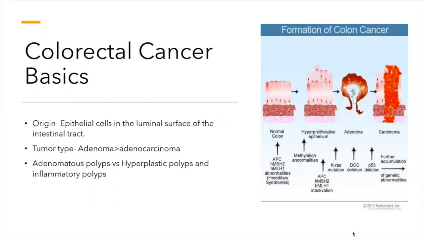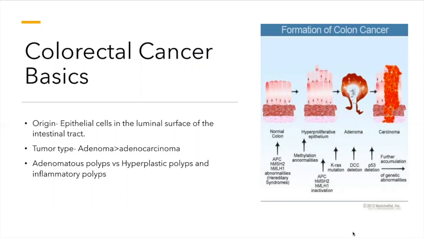The main types of polyps are, first, the adenomatous polyps, which are adenomas. These polyps sometimes change into cancer. Because of this, adenomas are called a precancerous condition. They make up about 96% of colorectal cancers. These cancers start in cells that make mucus to lubricate the inside of the colon and rectum. When doctors talk about colorectal cancer, they're almost always talking about this type.